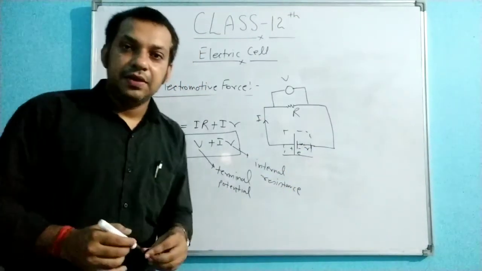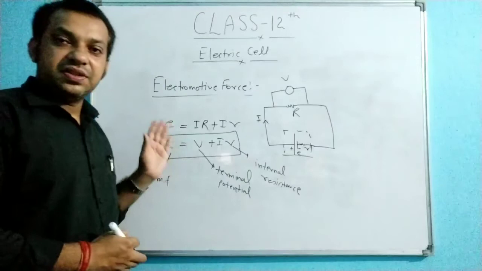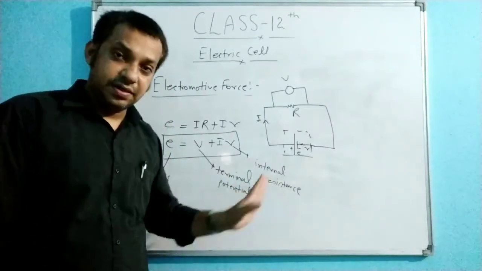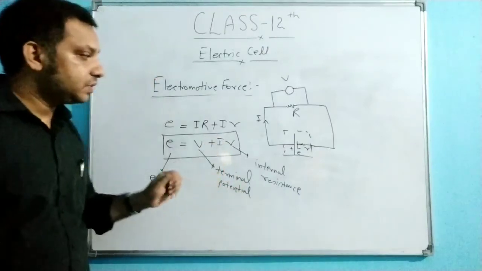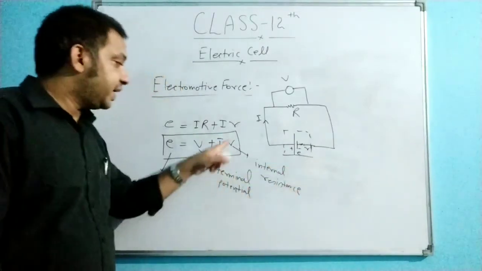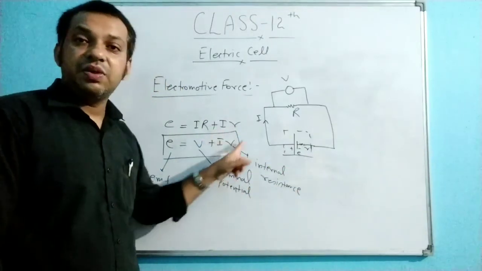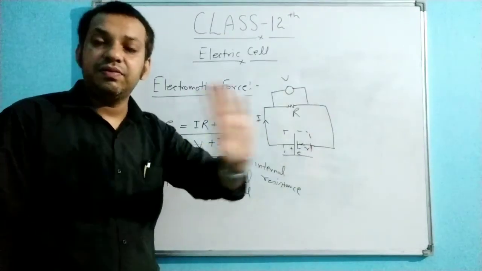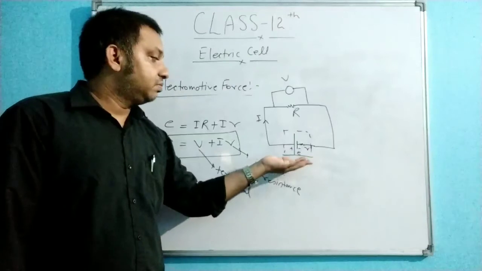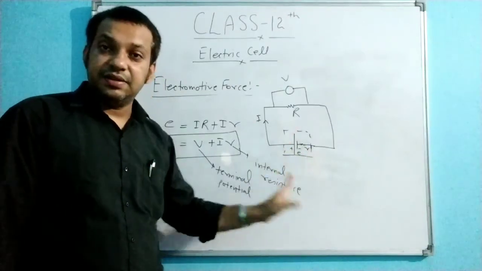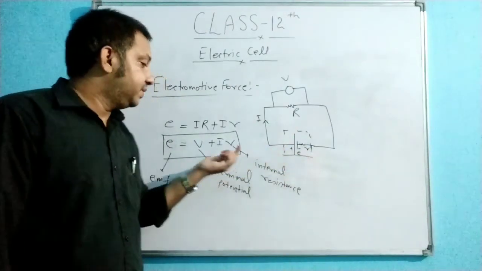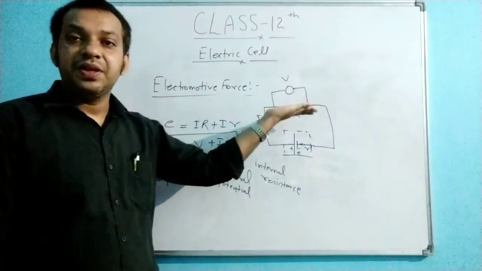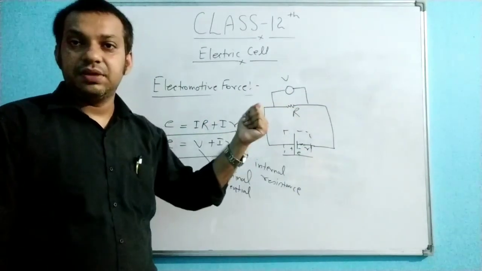Clear? So this is the expression relating the EMF, the terminal voltage and the internal resistance. You can see here this I into r factor: this fraction of the energy is lost inside the cell. This amount of energy is lost due to the inside of the cell. That is why it is not coming in the reading with the help of the potentiometer.